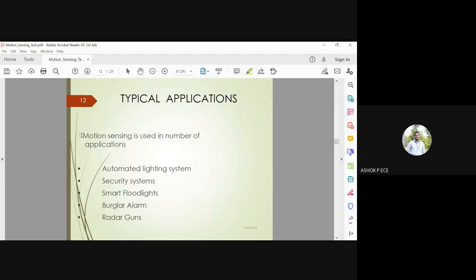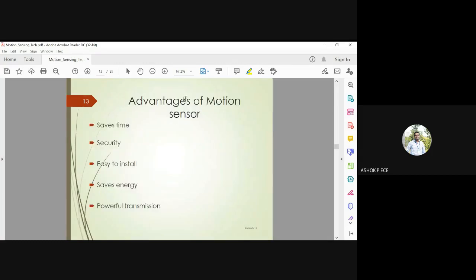The typical applications are in motion sensing, automated lighting systems, which we have seen, security systems, smart floodlights, burglar alarms, and radar guns. So these are different applications where we are going to use motion sensors. Motion sensors, what are the advantages? It is going to save time. It adds more security to your system, it is easy to install, it saves energy, and it is going to be a powerful transmission.